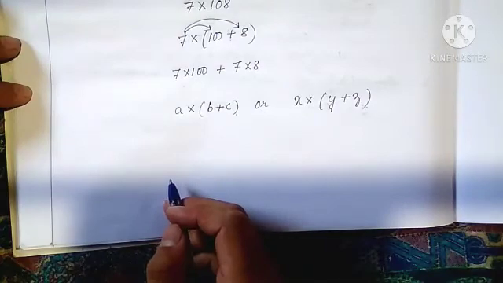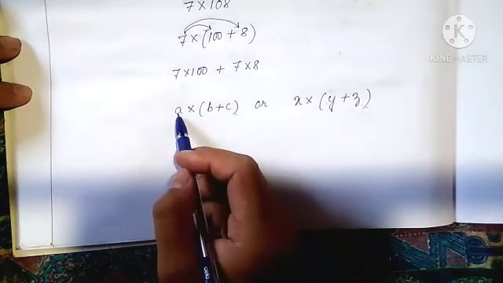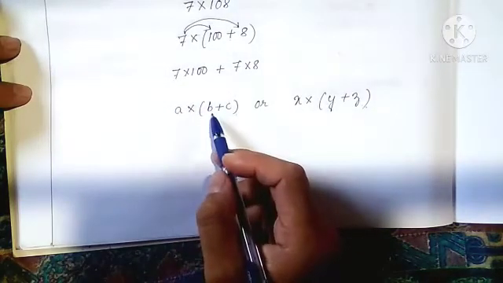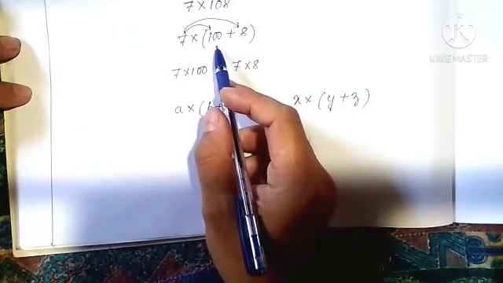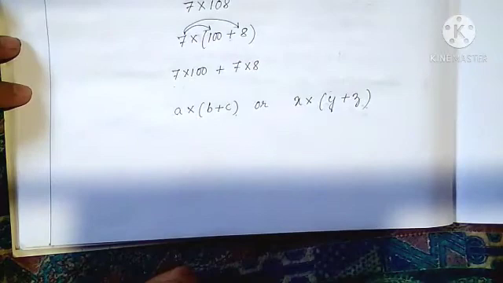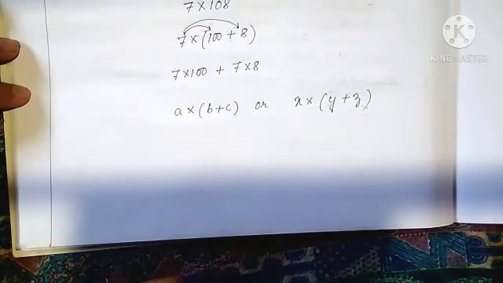And this a, b, c are variables. That means they can take up any numbers. There's no rule that a should take the value 7. There's no such rule that b should take the value 100. They are all variables. That means they do not have fixed values. They can take any values. Understood? So this is how we are going to use the variables in arithmetic.